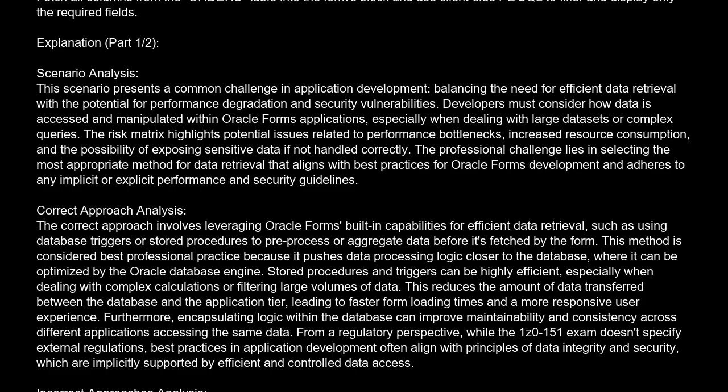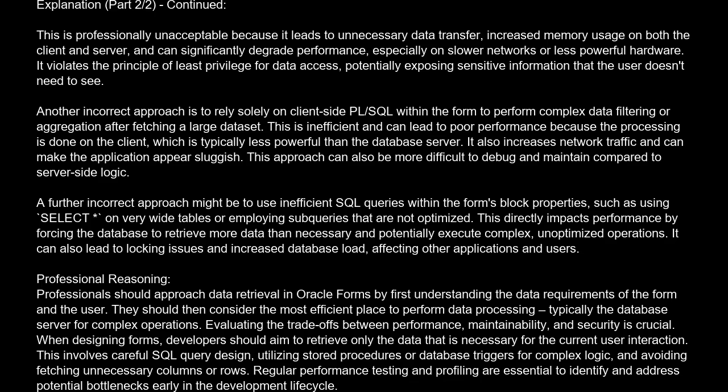Incorrect approaches analysis. One incorrect approach involves fetching all columns from a large table into the forms block, even if only a subset of those columns is ever displayed or used by the user. This is professionally unacceptable because it leads to unnecessary data transfer, increased memory usage on both the client and server, and can significantly degrade performance, especially on slower networks or less powerful hardware. It violates the principle of least privilege for data access, potentially exposing sensitive information that the user doesn't need to see.